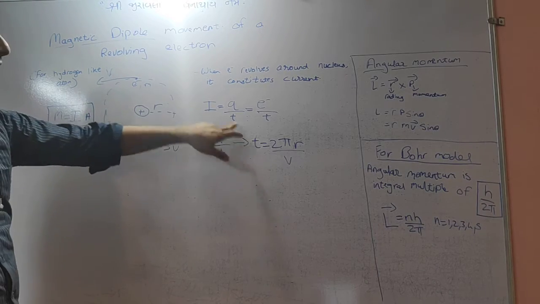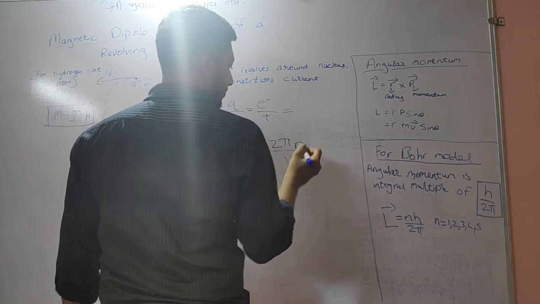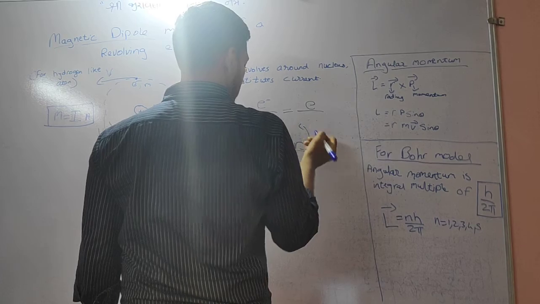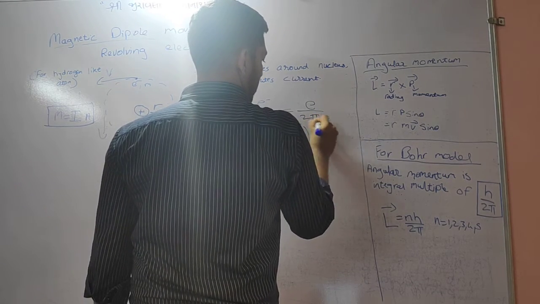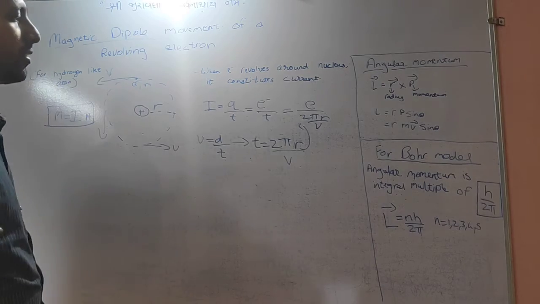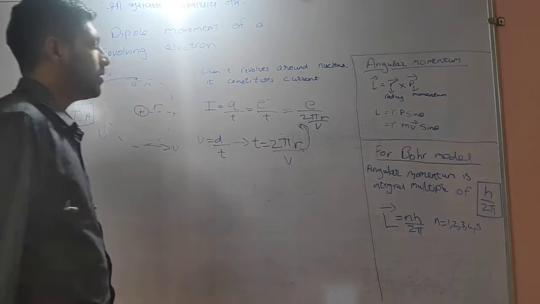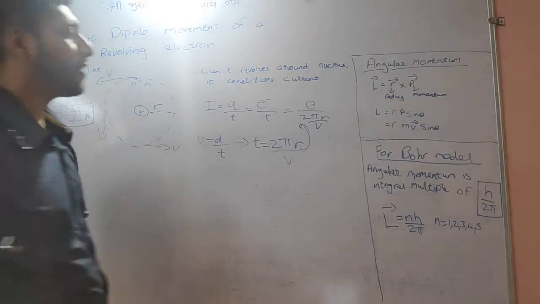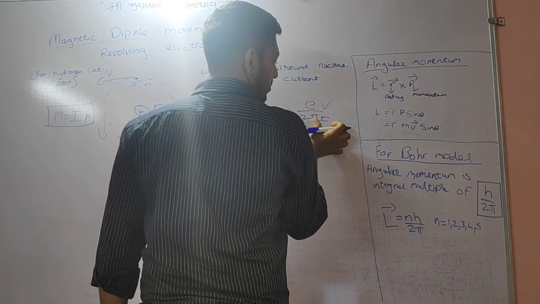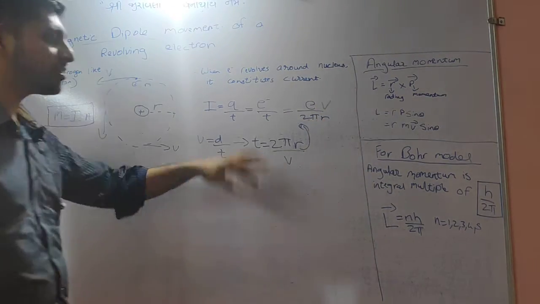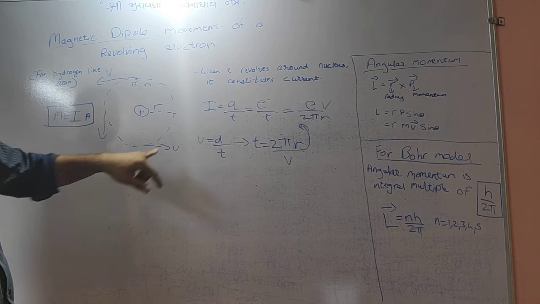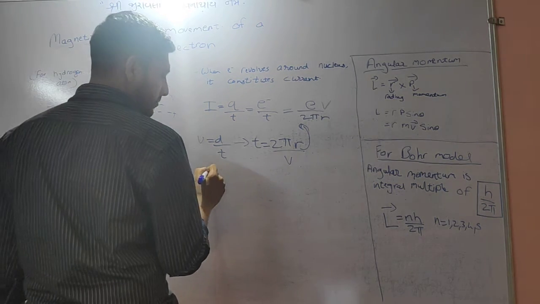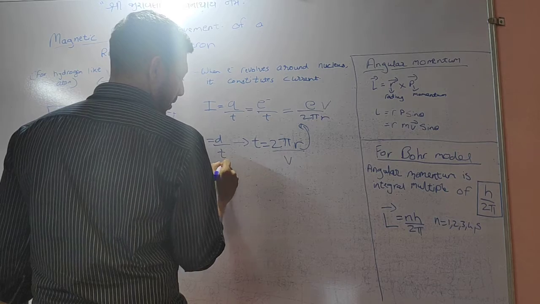If I put the value of T in this equation, what will be my answer? It will be E upon 2 pi r upon V. Current will be equal to E upon 2 pi r upon V. I can take this V to the upper side, as it is in the denominator. So this is the value of I. Our second requirement is area. Area will be equal to pi r square.